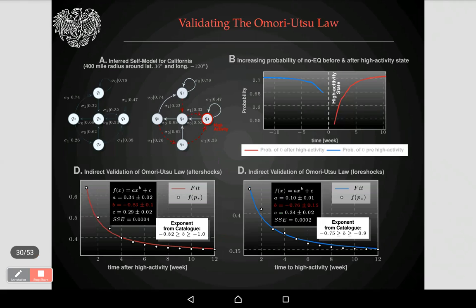So one of the sanity checks that we can do with this is to validate the Omori-Utsu law, which I guess this audience is probably very familiar with. It's the frequency of events that goes up near a large event and goes down after. And we can actually validate that. The exponents that we find, the decay curves, match up very well with what people have inferred from the catalogs. So that gives us some faith that our model is capturing things that you'd like it to. It's still too simple to actually do prediction.